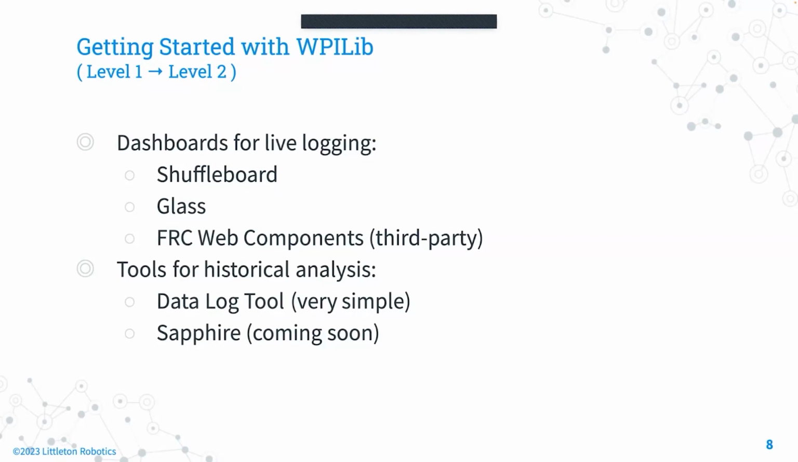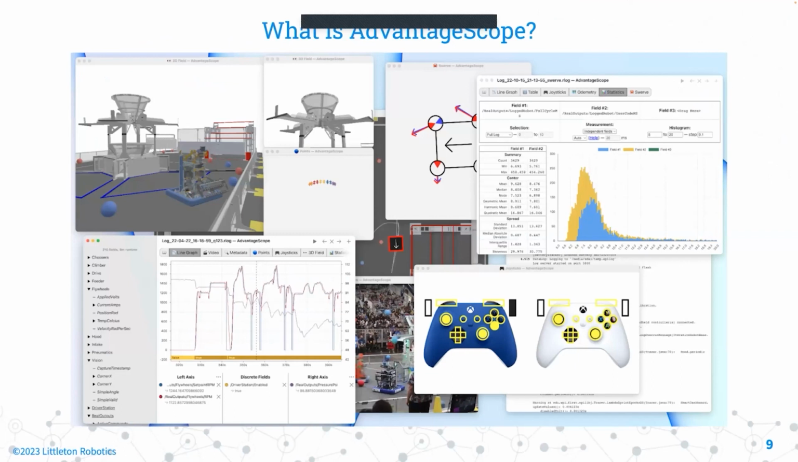For historical analysis, so reading log files, WPILib's built-in tools are definitely more sparse. The data log tool, which is already included in WPILib, can download WPILogs from the Rio and convert them to CSV, but not much else. Sapphire is a more complete tool, but it's still in early development. So that leads us nicely into AdvantageScope, the next tool I'd like to introduce.